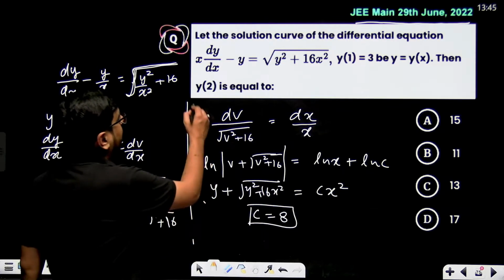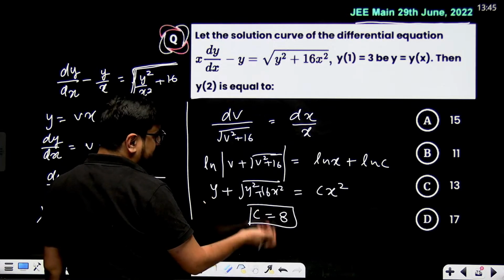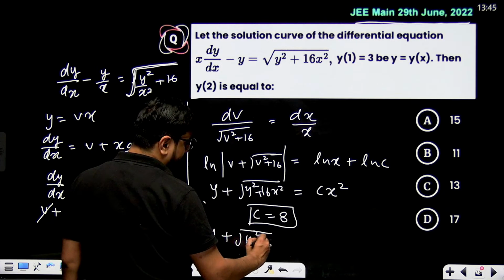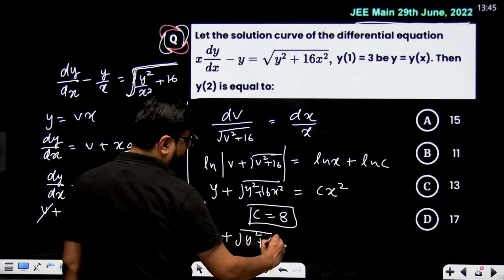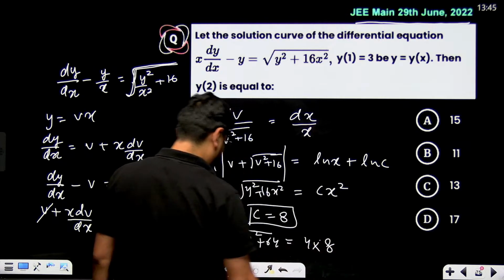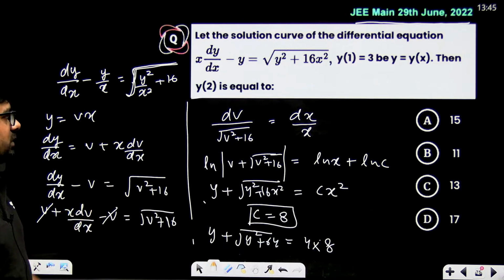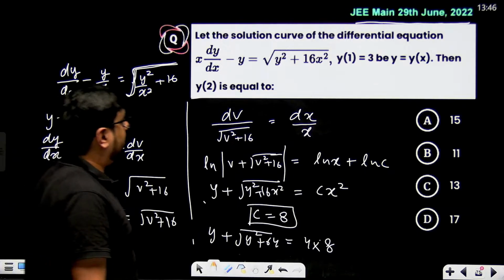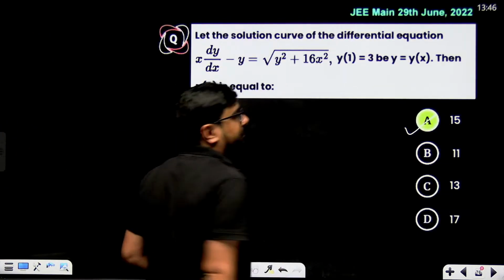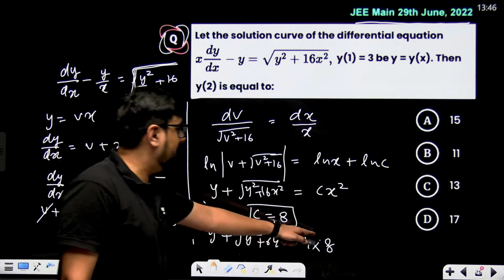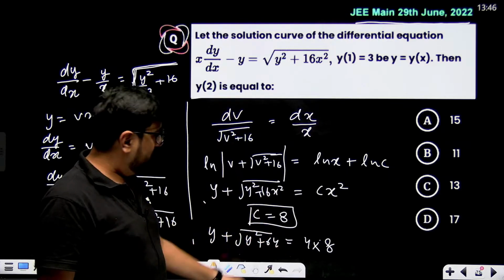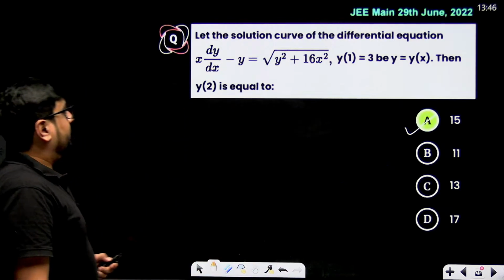Now what are they supposed to find? y of 2. So put x equal to 2 and find y. y plus square root of y square plus 16 into 4, 64, equal to 4c, 4 into 8. Now just square both the sides and you can easily get the answer. Let's check, 15 you'll get. The value of y is what it's asking, y of 2. So put x equal to 2 and find the value of y. c we already got as 8.